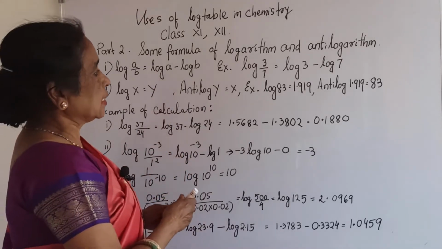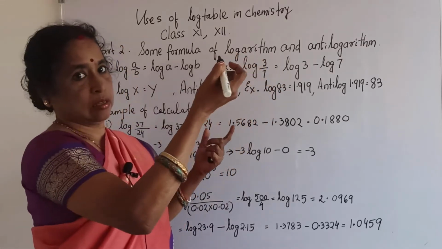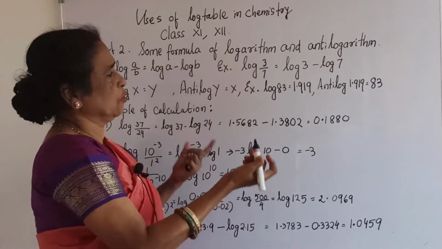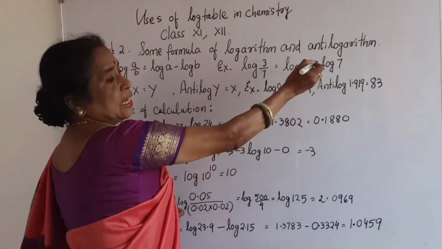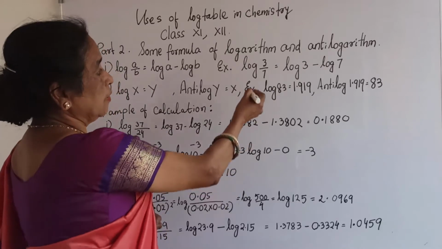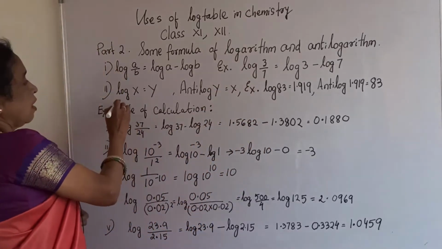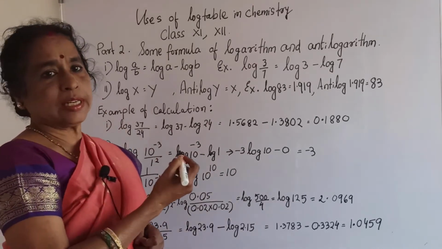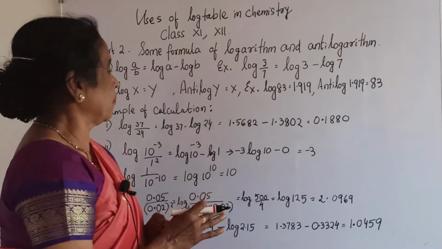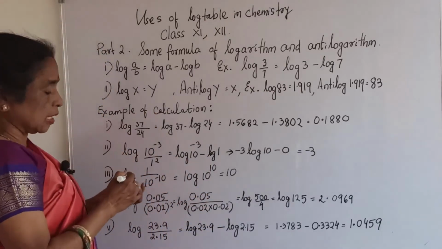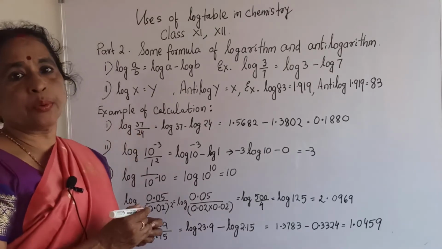So again see the formula carefully, log A by B equal to log A minus log B. And for example, you take any one, log 3 by 7, log 14 by 17, you can do any one. So here it is log 3 minus log 7, if the question is log 3 by 7. Then log x equal to y, then anti-log of y equal to x.